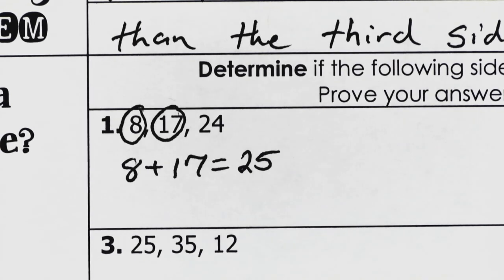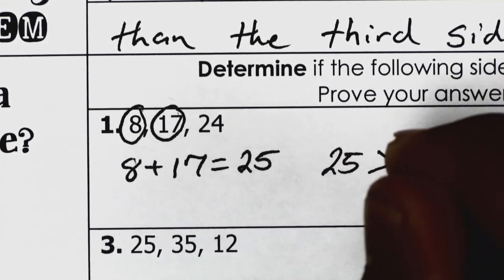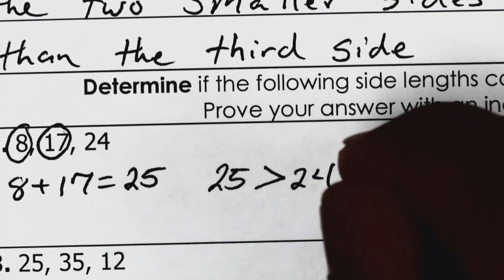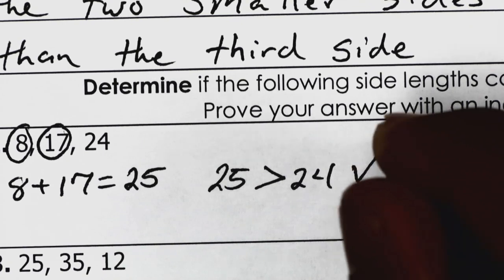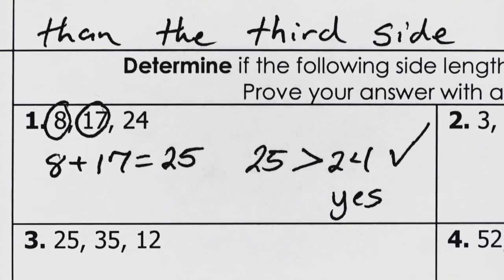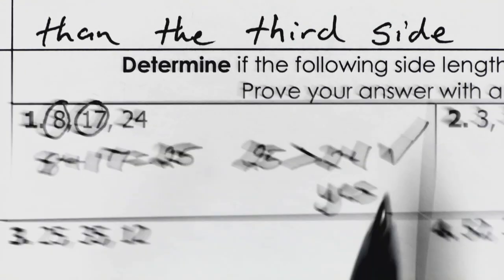So now, is 25 greater than 24? And it is. So that means yes, this can be a triangle, okay? The sum of the two small has to add up to a number bigger than the third.